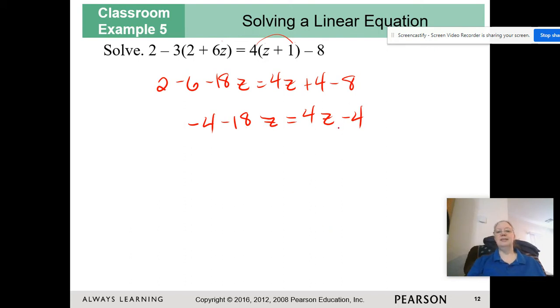So we want the z's on the same side. So if I add 18z, that will give us a positive z, which makes life a little bit easier. 22z minus 4. Now we're going to do our constant. So we're going to add 4.